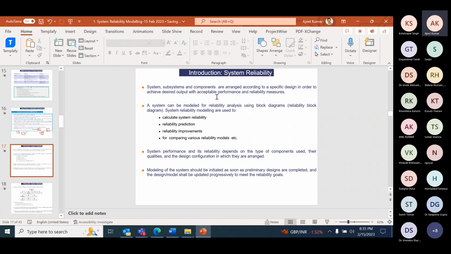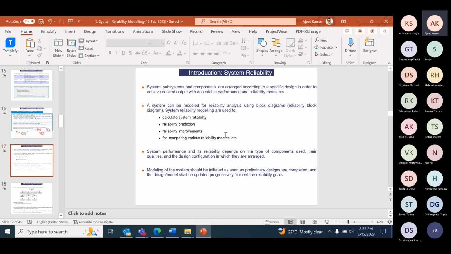Okay. System reliability. This morning we're talking about system reliability. Systems, subsystems and components are arranged according to a specific design in order to achieve the output. Like a UPS, there may be some switch, some wire, some battery. All together we assemble and make the UPS. And there should be some performance and reliability measures. A system can be modeled for reliability using a diagram. We call it a reliability block diagram. Why? To calculate the reliability, to predict the reliability, to improve the reliability.